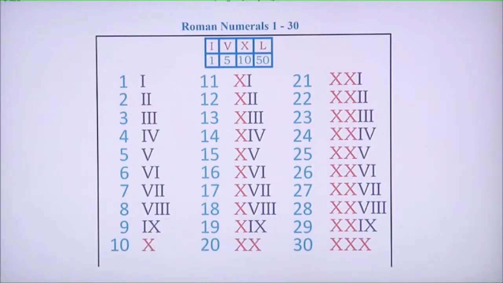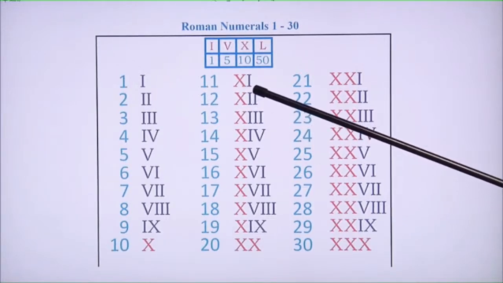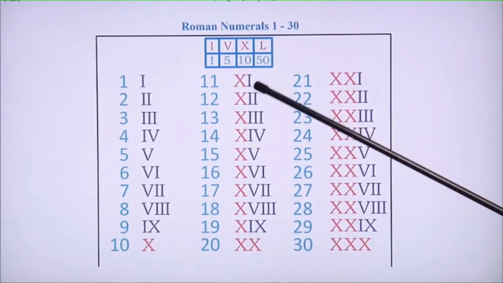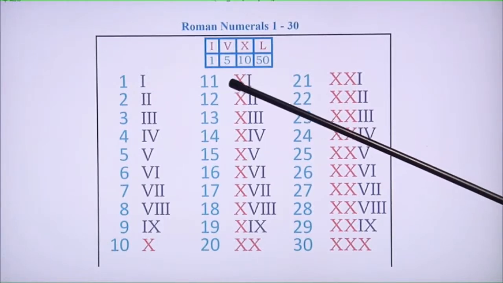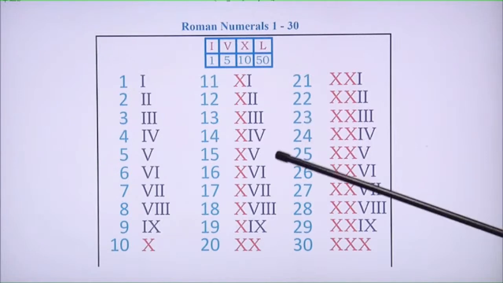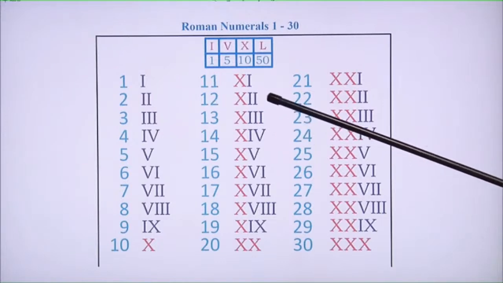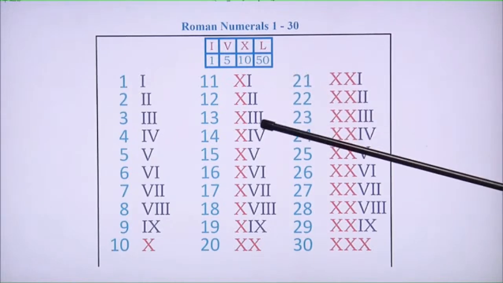We have X, which we know as 10. Let's move on. 11, which is XI, the rule of addition. We add the smaller value, which is at the right of the bigger number, which is 10, and this is 1. So 10 plus 1 will give us 11. We have XII, which is 12. 10 plus 2 will give us 12. And then XIII, it follows like that.